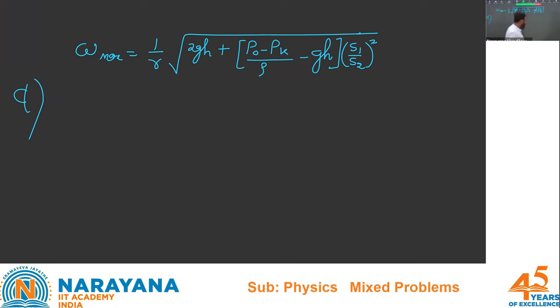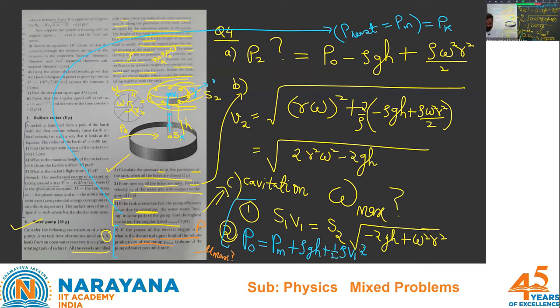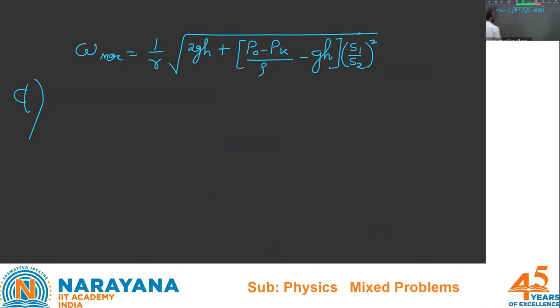And one more thing, I also have to ensure the cavitation issue. If you look at your expression of omega max, there is again a limit to that expression. Let's see what the expression is. Before you can solve for D, you need to see your expression here. The limit that you can provide for this value is 1 upon R into root 2GH. That term can have a value of 0 also.